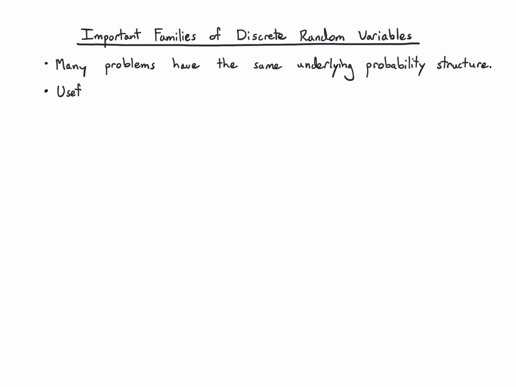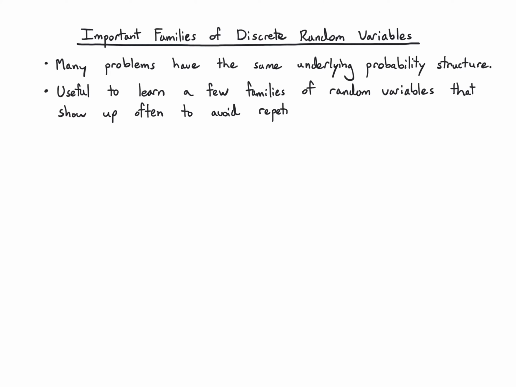And because of that, it's useful for us to learn a few families of random variables that show up quite often, and that'll help us avoid repetitive calculations. And in fact, we don't even need to do these calculations. So what this is going to enable us to do is to skip the calculations of things like means and variances and just look them up. So you don't even have to memorize these. You just need to recognize when these families have occurred and remember where to look up those values.